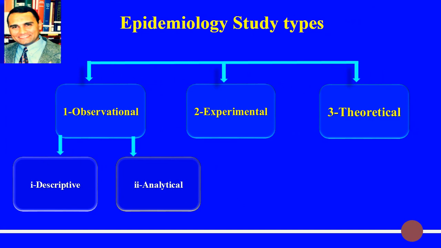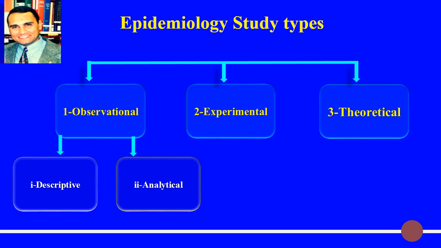Epidemiology study types. Epidemiology has a range of study designs: observational, experimental, and theoretical. Generally, observational categories are descriptive and analytical. Experimental is a term often equated with clinical or community trials of treatment and other interventions. Theoretical studies are hypothesized.